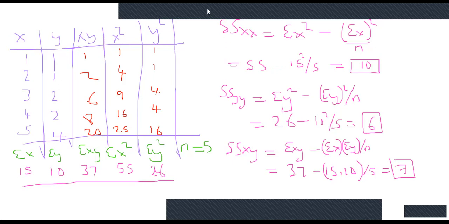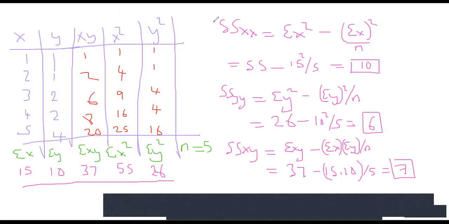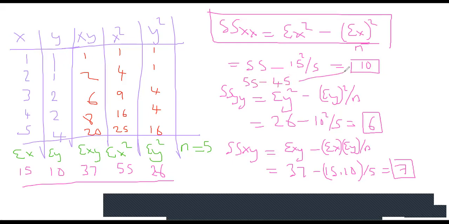Then we have what we call the variation in x, y, and xy. This is the formula to use. So what is our x squared? X squared is 15 to the power 2 over n. Our n is 5. So 55 minus 15 squared. 15 squared is 225. Divided by 5, we get 45. So what we have here is 55 minus what? 45. That's how we get the 10.